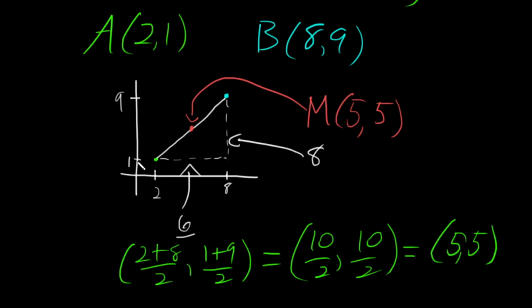Same for the y. We started at 1, we go to the midpoint, which is 5, and that's a total distance of 4. We need to double that to get to our b height, so we'll add 8 to the 1, and that gives us 9.